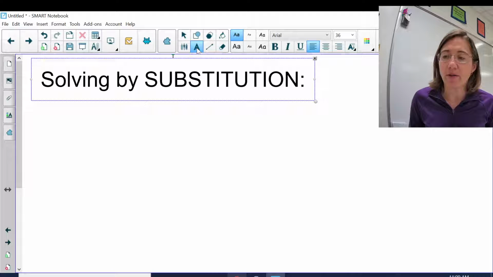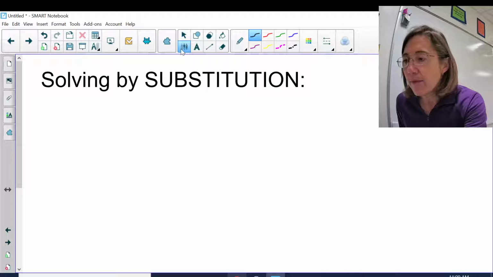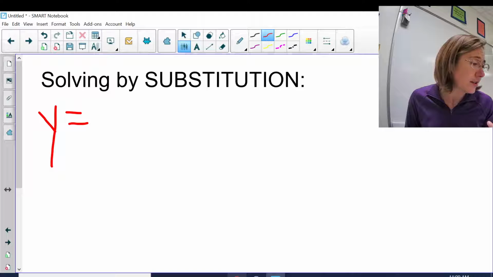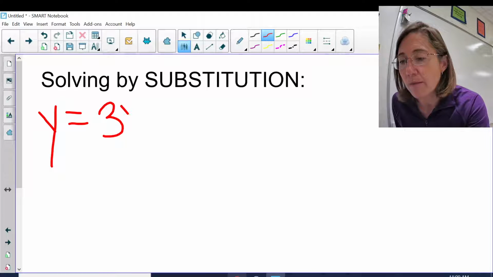So I'm going to switch to writing now. So my first equation, if you remember, I'm going to color code stuff today. I find that helpful, so you might want to do that as well. But my first equation was y equals 3x plus 1.